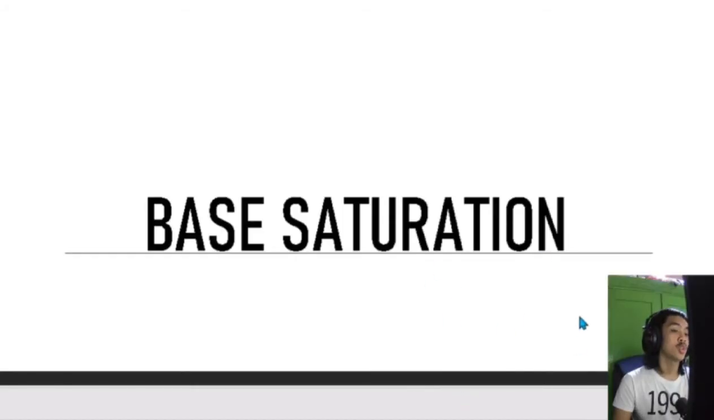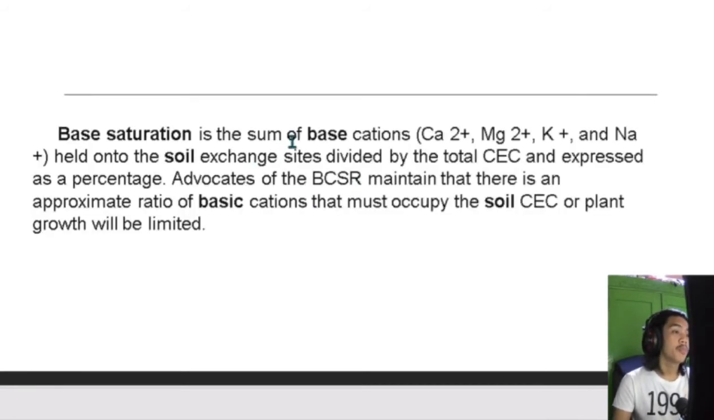What is base saturation? Base saturation is basically knowing what the important nutrients of your soil are, or in agriculture they use it to know the four major components of your soil and the nutrients it has. To discuss it further, it is the sum of base cations. These four are the major ones: Ca, Mg, K, and Na. Calcium, magnesium, potassium, and sodium, held on the soil exchange sites, divided by the total CEC and expressed as a percentage.